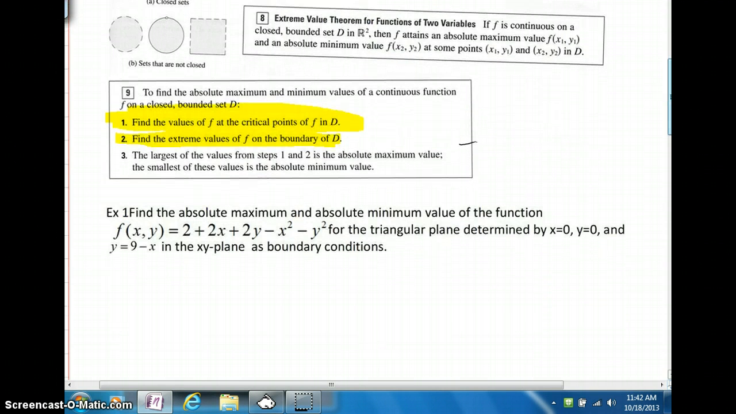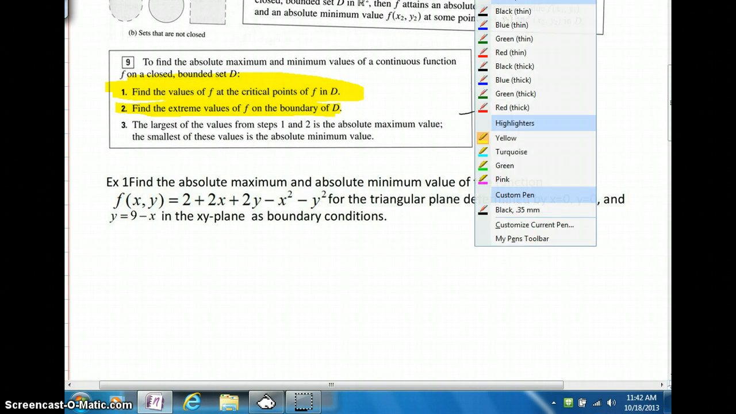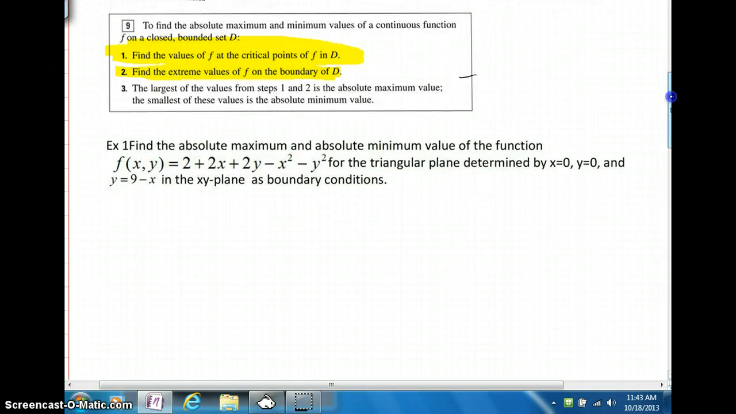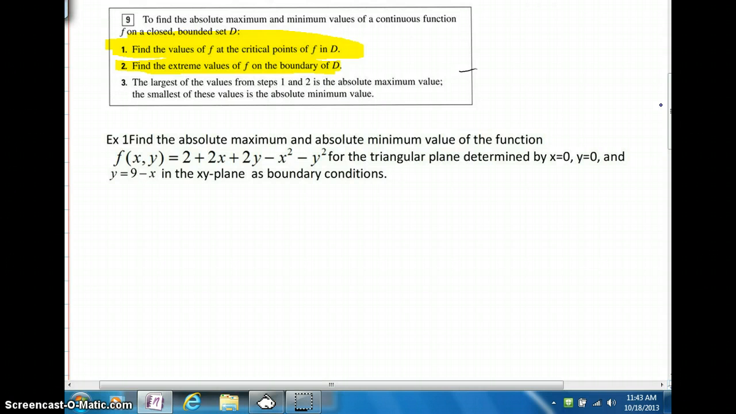So let's very quickly walk through a problem together and see what exactly is occurring. So we have a function, f of xy, 2 plus 2x plus 2y minus x squared minus y squared. However, there is a triangular plane determined by x equals 0, y equals 0, and y equals 9 minus x as a boundary condition. So that's the big difference that we have in today's lesson.